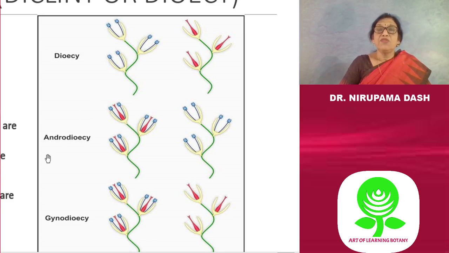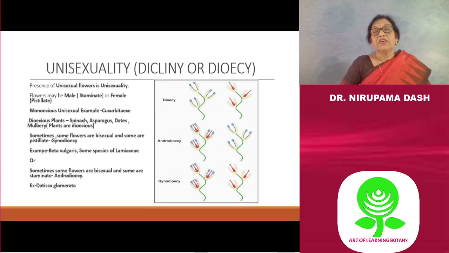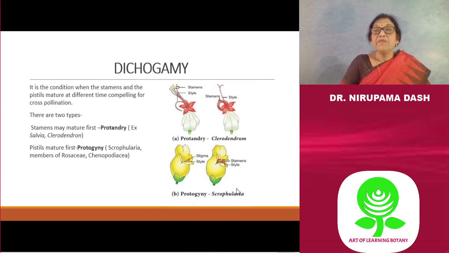Coming to androdioecy, here the plant has two types of flowers. Some flowers are staminate and others are bisexual, and that is called androdioecy. And the second one is gynodioecy, where some plants have pistillate flowers and others have bisexual flowers, and this is called gynodioecy. So let us see the other adaptation found in plants, that is dichogamy.